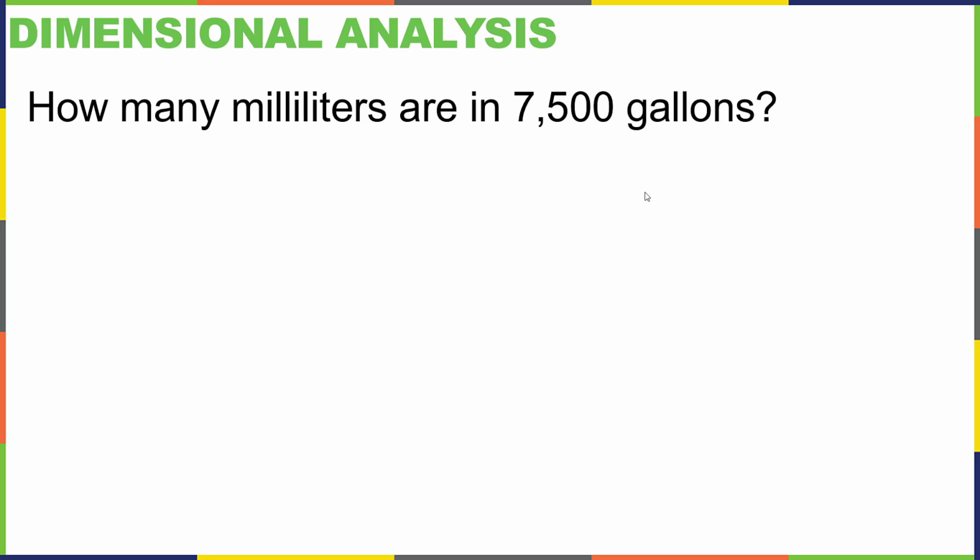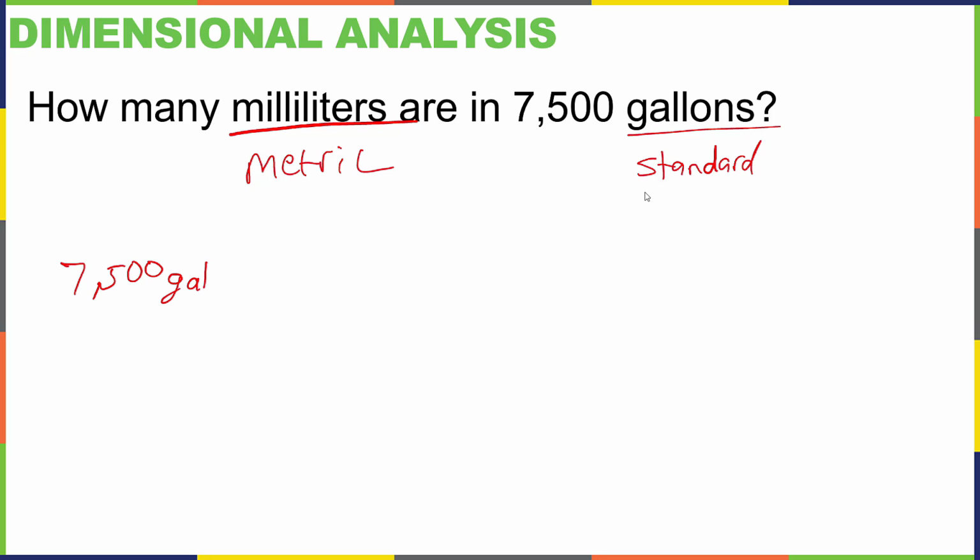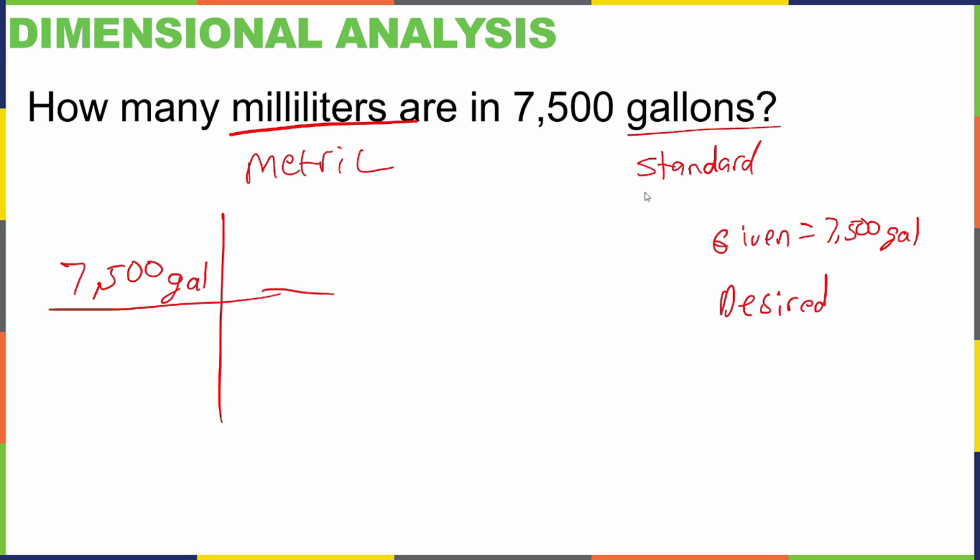Now this is a question here because milliliter is the metric system and gallons is the old standard system of units. But again, it doesn't matter. What's the only piece of information you're given in this problem that you can start with? Well, 7,500 gallons. Okay? So we'll do our little setup here, but let me write given. That's 7,500 gallons. And our desired unit, and I recommend you do the given and the desired every time, is the milliliter.